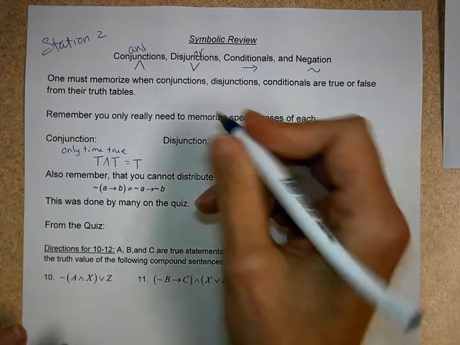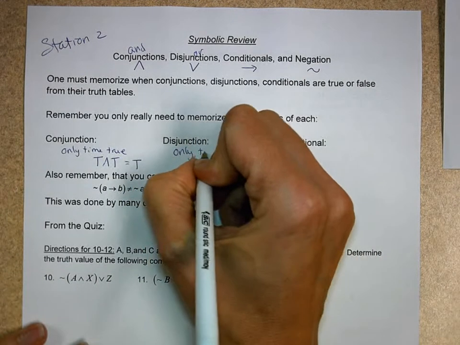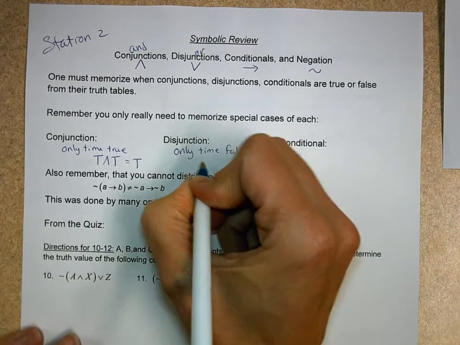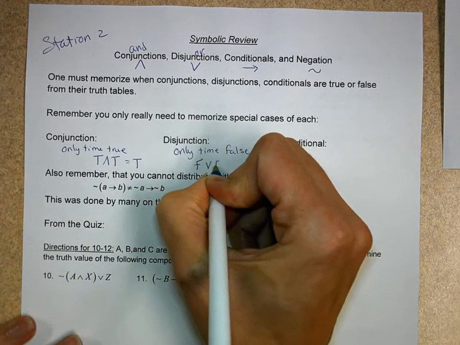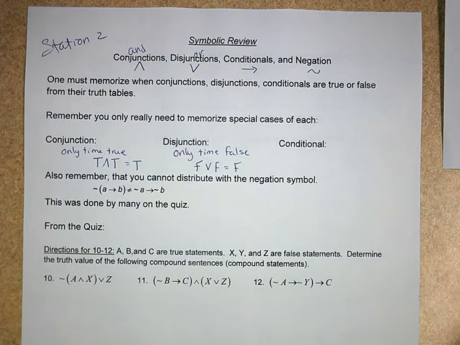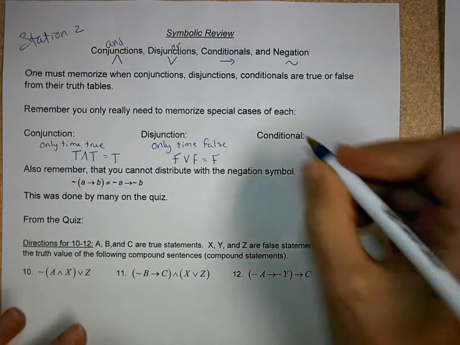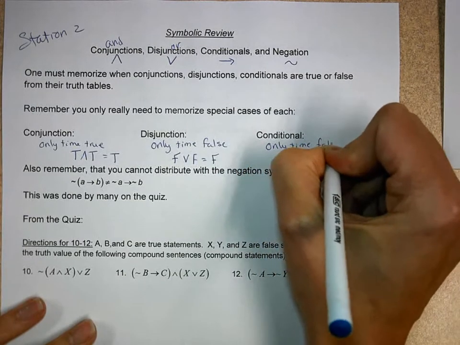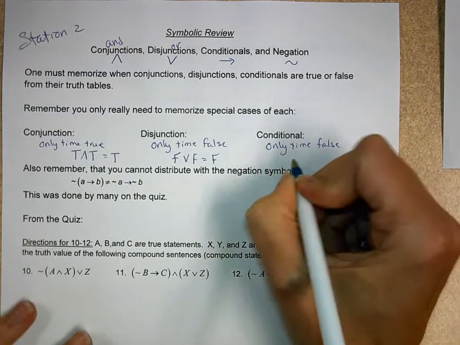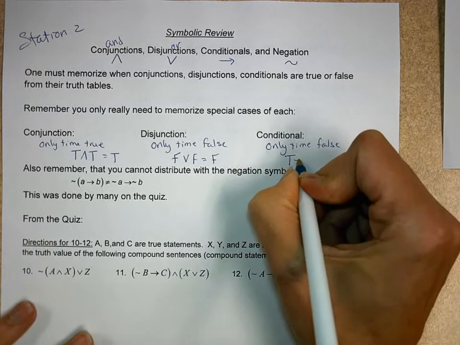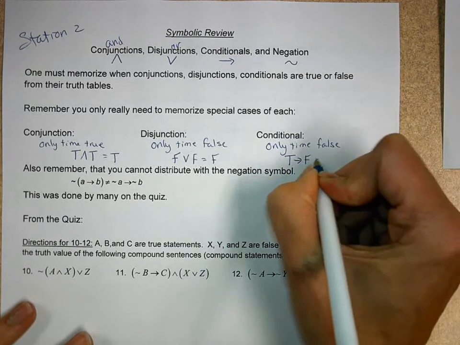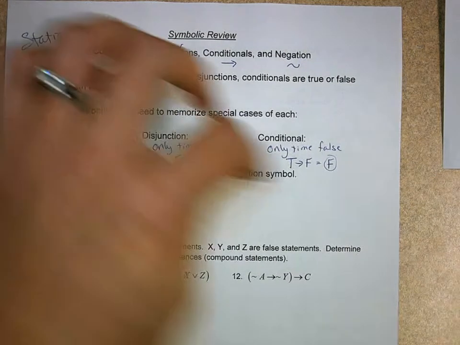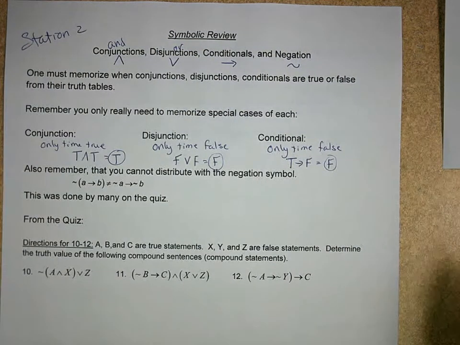Now, a disjunction, the only time it's false is if they're both false. So you have to have a false or false statement in order for it to be a false value. And remember, a conditional statement, the only time a conditional statement is false, and we talked about this with the dating relationship examples, is if you have a true hypothesis but a false conclusion, and that gives you a false value. So just remember, if you memorize those three things, you probably will do a very good job of working with it.